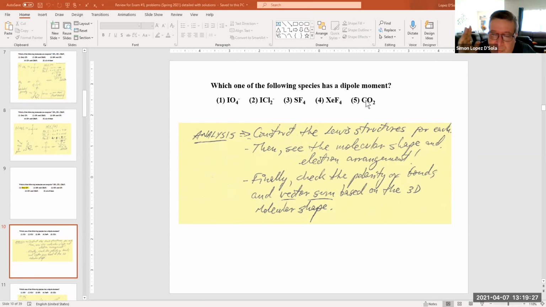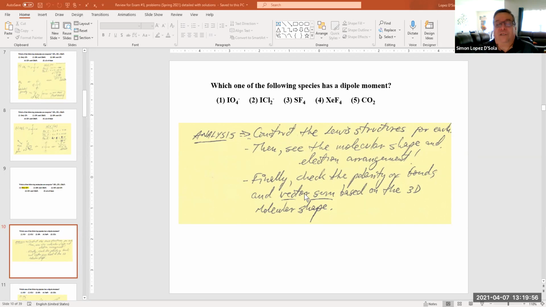So formal charge equals 0 as possible. Based on that, we need to construct a Lewis structure. For each, we need to see the molecular shape, and we need to see how the electrons are arranged. Also, we need to check the polarization vectors as we did before, but we need to consider also whether the elements involved are in the second period or below the second period, and the formal charges.